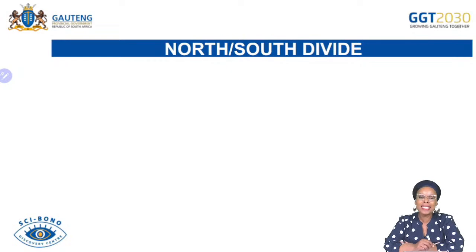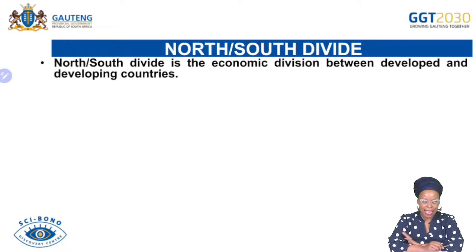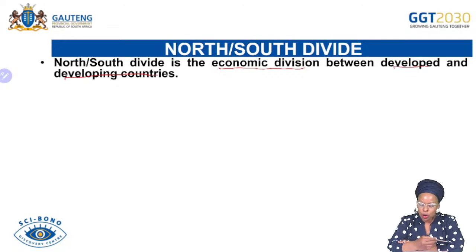North-South divide. What is a North-South divide? Here we will be looking at a comparison between the North countries and the South countries. North-South divide refers to the economic division between developed and developing countries. When you look at developed countries, we're simply referring to the North countries. When you look at developing countries, we're simply looking at the South countries. So there is a division between developing and developed countries, or between South countries and North countries. Hence we call it North-South divide.